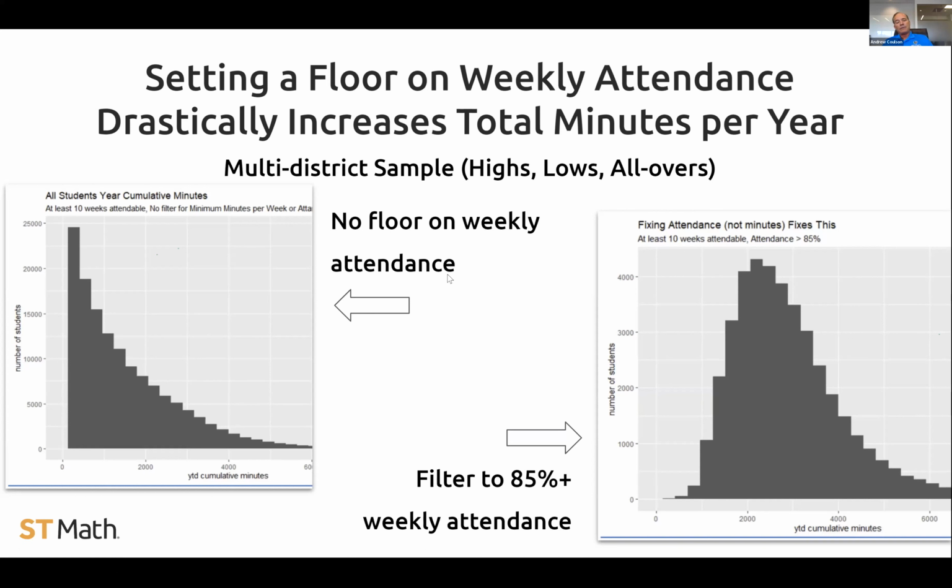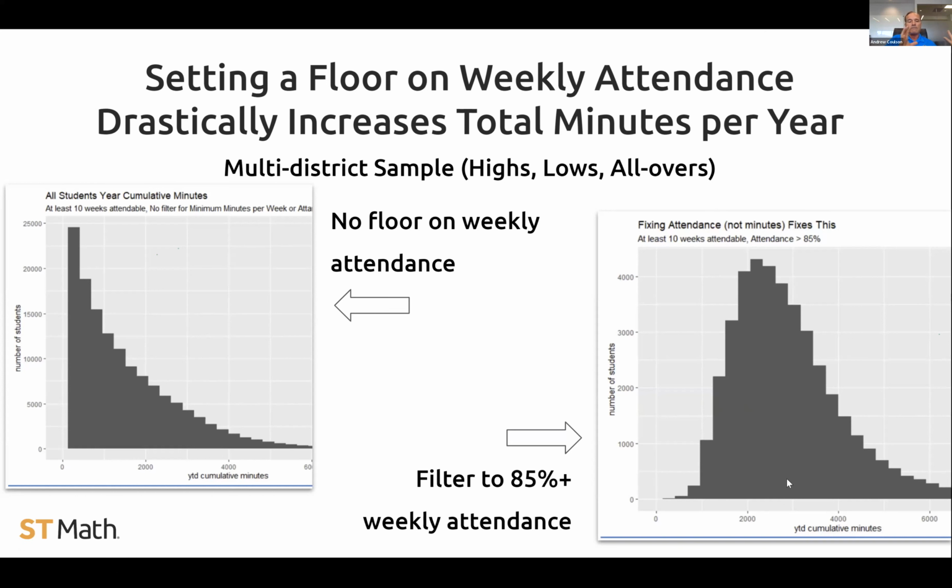Now, if we filter and say, let's just look at students who attended 85% or more of the weeks, and not even with any filter on how many minutes they spent that week, just did they come in regularly, the distribution of minutes changes to this one on the lower right, with a peak at around 2,000 minutes.